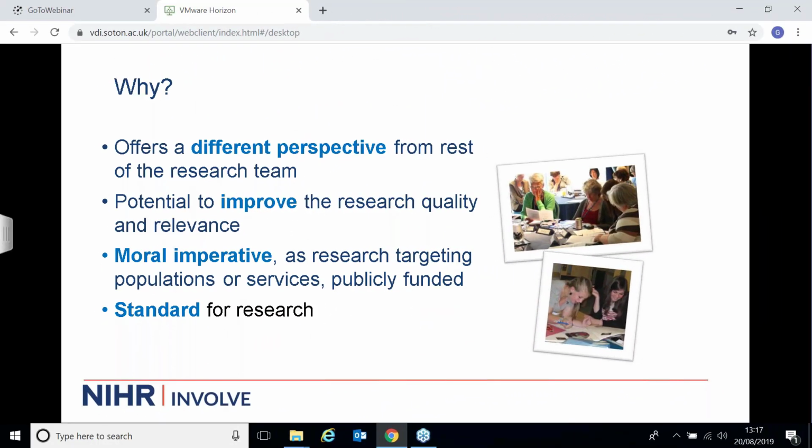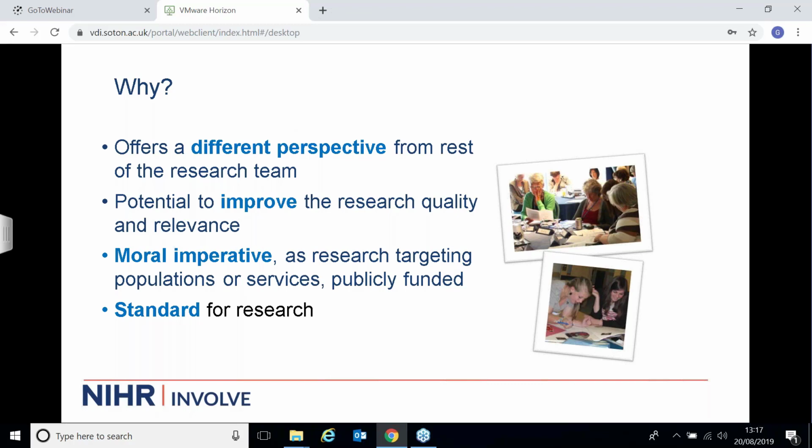We now move on to the question of the why. Let's accept that patient and public involvement takes time, it takes effort, it takes resources. So why should we do it? Well, I'm going to outline 4 key reasons, and I don't suggest this is in any way an exhaustive list, but these are 4 key reasons that I think is why we should involve patients and public in research.